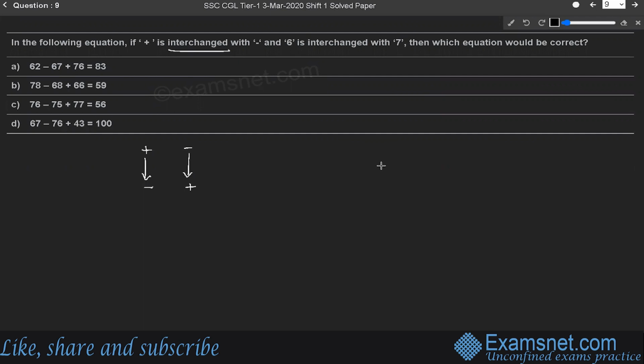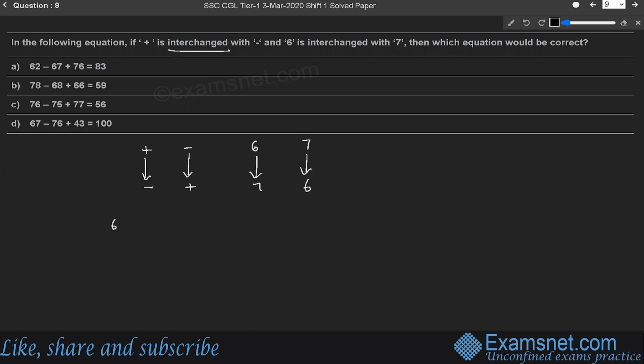In the place of plus, we have to put minus, and in the place of minus, we have to put plus. We also have to interchange 6 and 7. It means that in place of 6, we have to put 7, and in place of 7, we have to put 6. And then we have to find which equation will be correct. So how will we know whether this equation is right or not? When we interchange all these values, then the left hand side should be equal to the right hand side. That is, LHS should be equal to RHS. So let us go through all the options one by one.